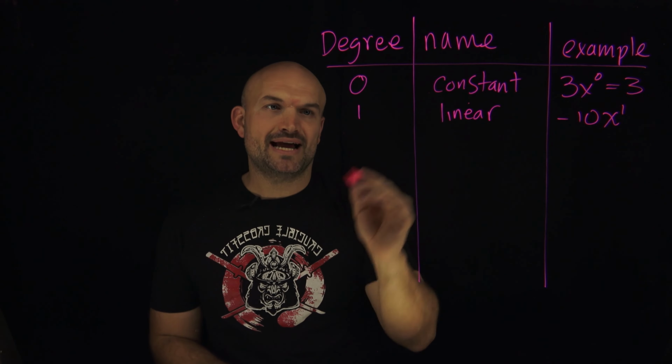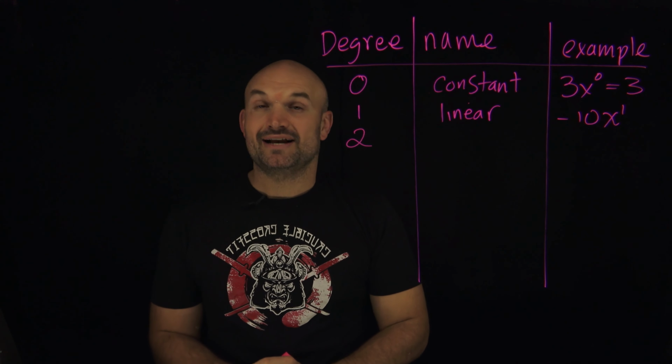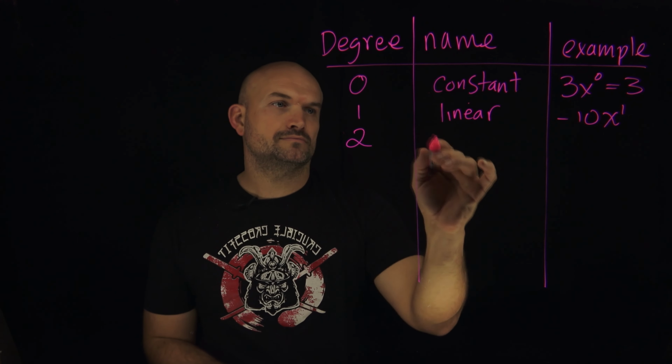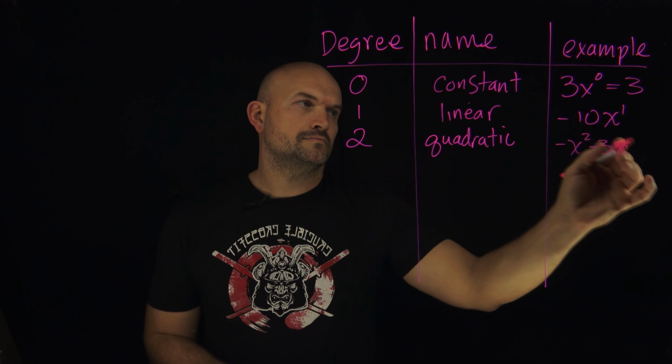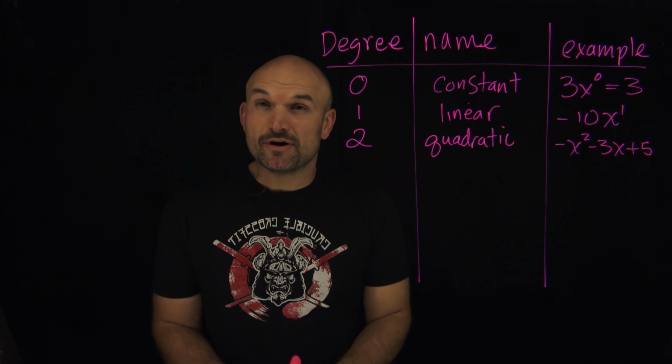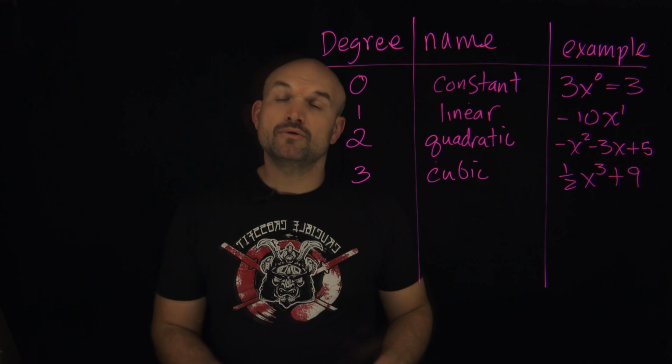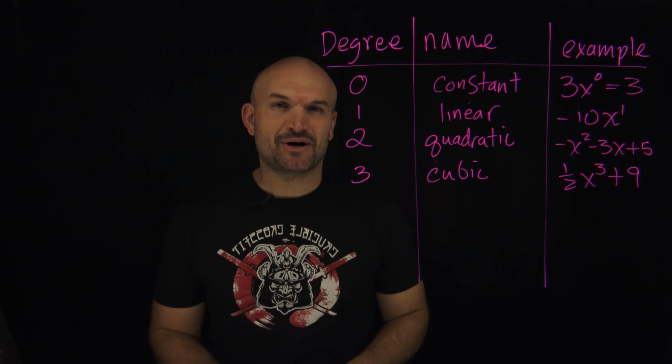Now, the next degree that we can have is going to be a 2. And if we have a variable raised to the second power, we're going to call that polynomial a quadratic. When we have a polynomial raised to the third power, that is going to be called a cubic. When we have a polynomial raised to the fourth power, that is called a quartic.